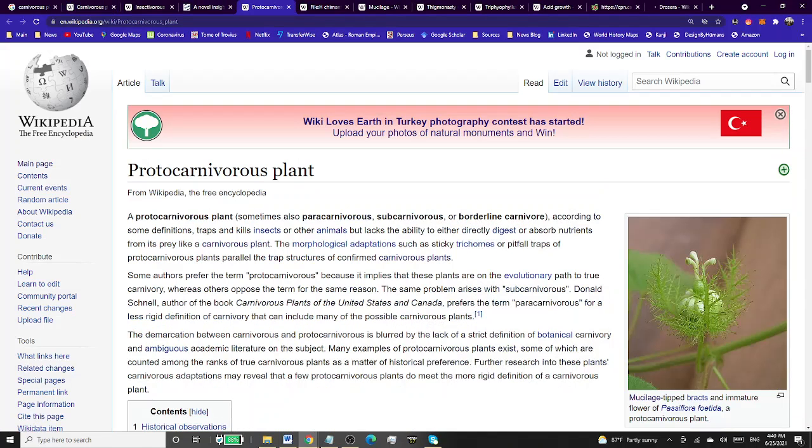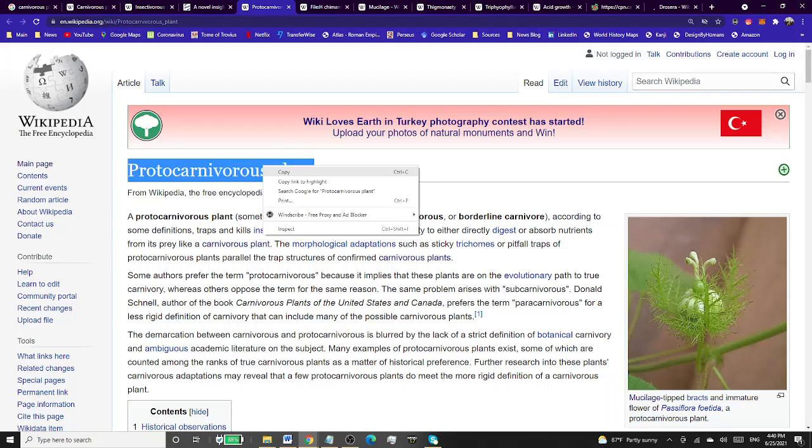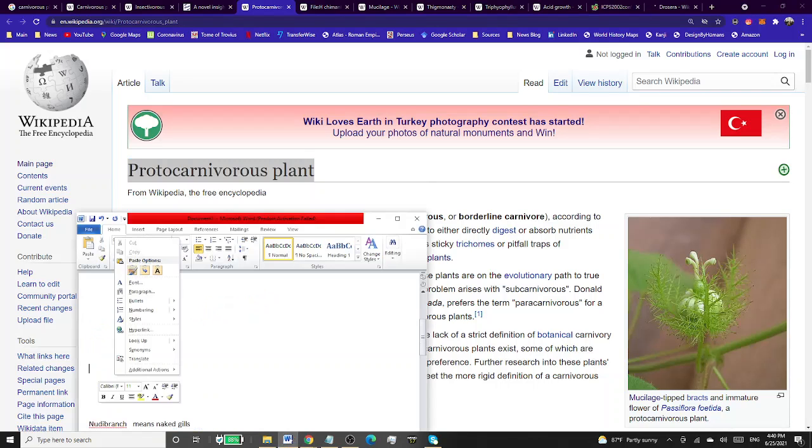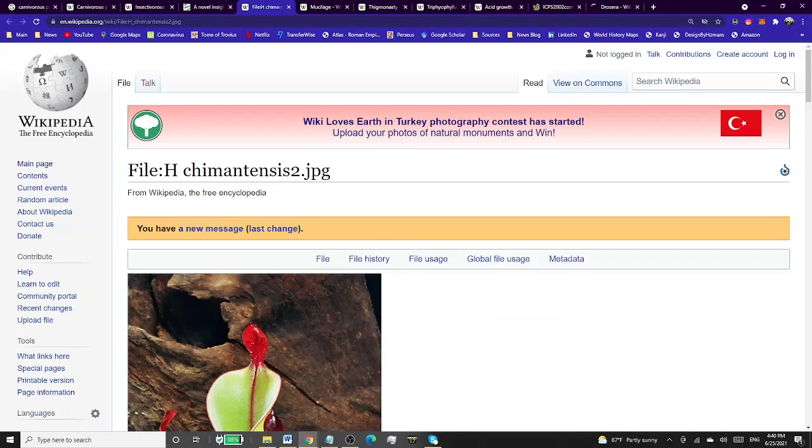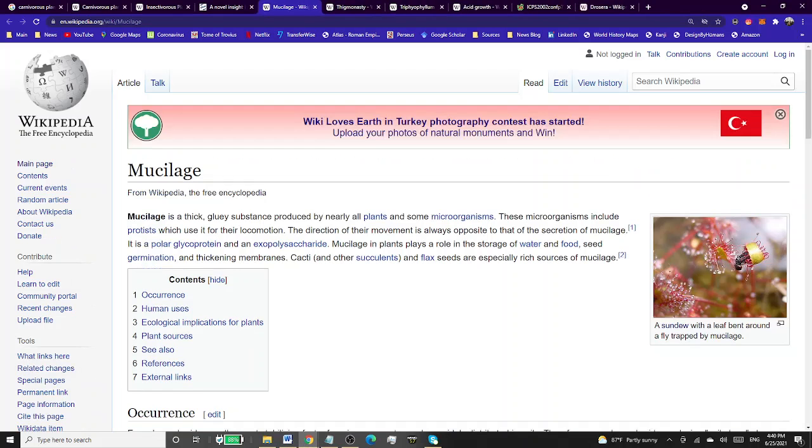So let's go through some of these plants at least. I'm not going to do this, that's way too much extra information, but we'll keep them down here. The proto-carnivorous plants, I'm sure they're probably similar in one way or another. Pictures. This is the mucilage.